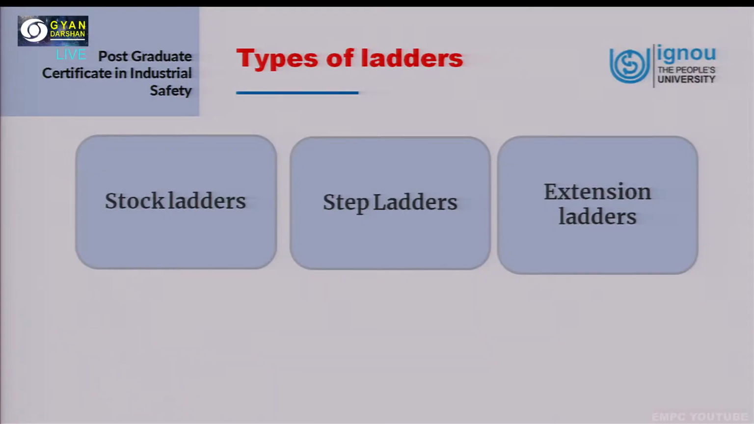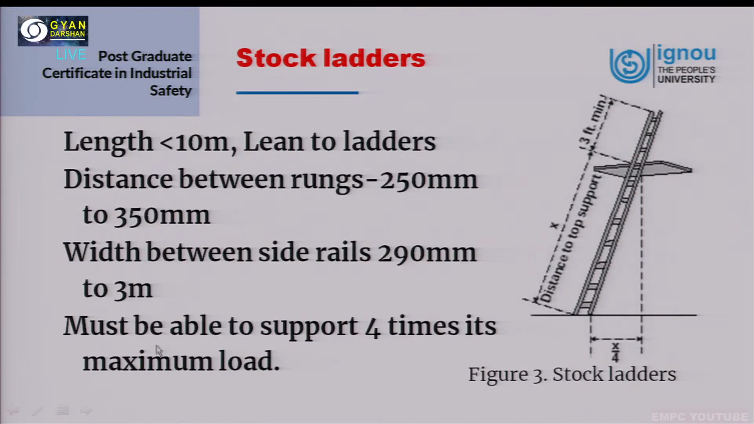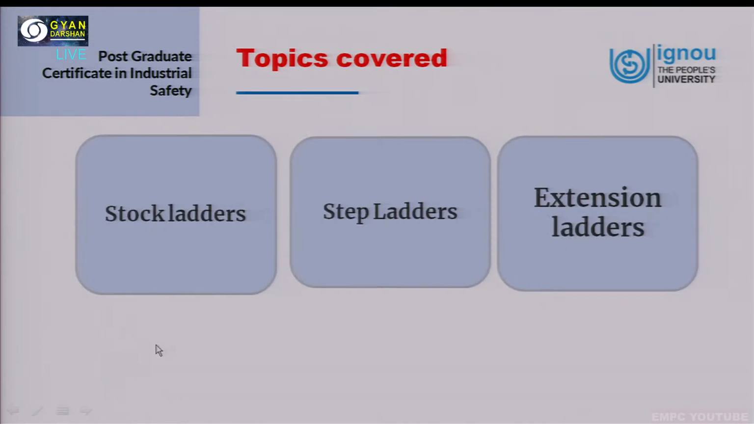We will now discuss the types of ladders. There are mainly three types of ladders that are usually used in construction sites. One is the stock ladders. The second is step ladders. And the third is the extension ladders.